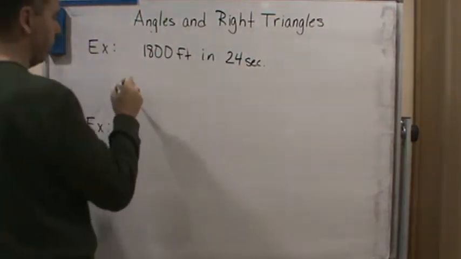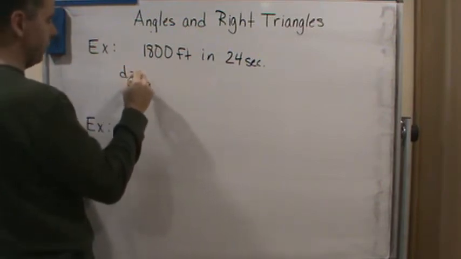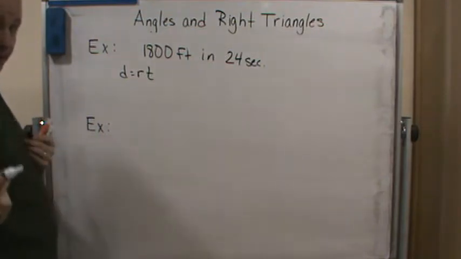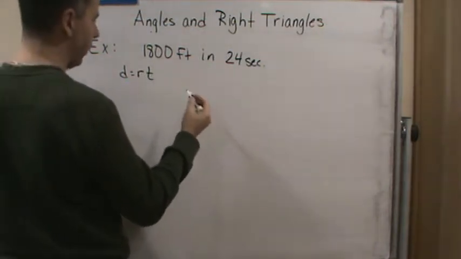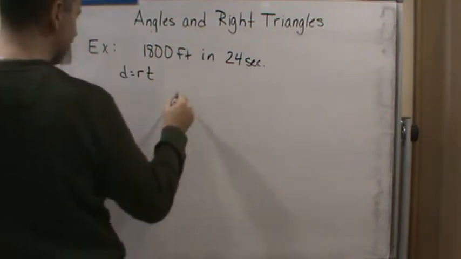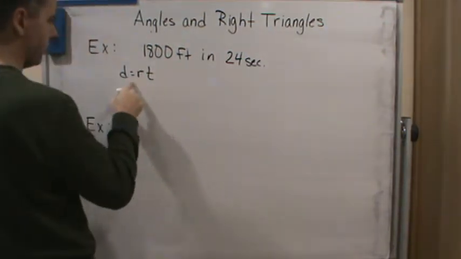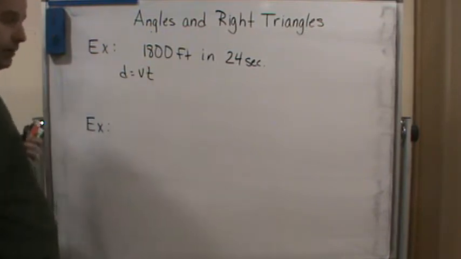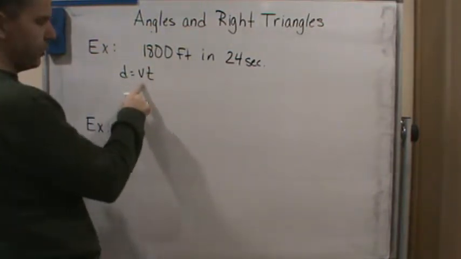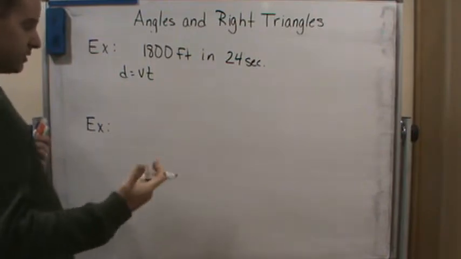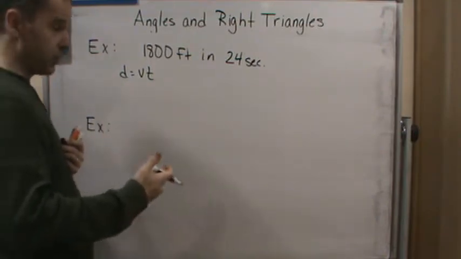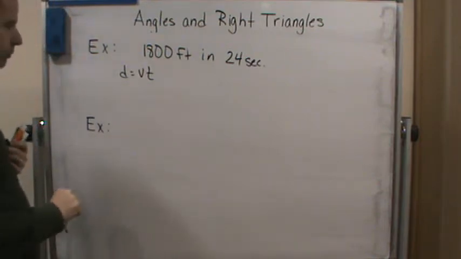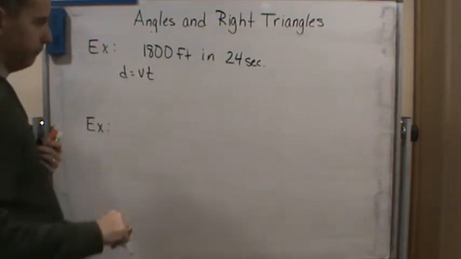Okay? Again, we're going to just use the fact that distance equals rate times time, right? Because that's the formula we use for linear speed, right? So we know that the distance is 1,800 feet, so instead of R, we're going to talk about V for linear speed. Usually we use R, but in this particular scenario, when we're talking about linear speed, we're going to use V. Okay, but it's the same formula.